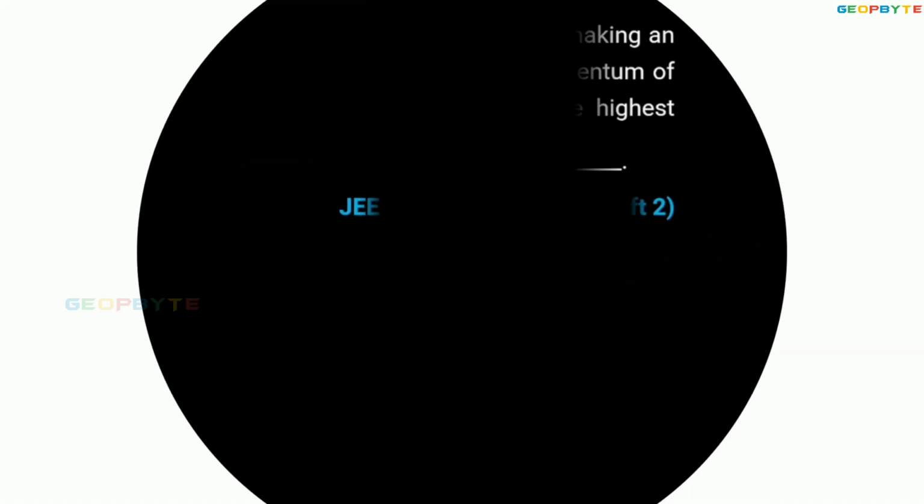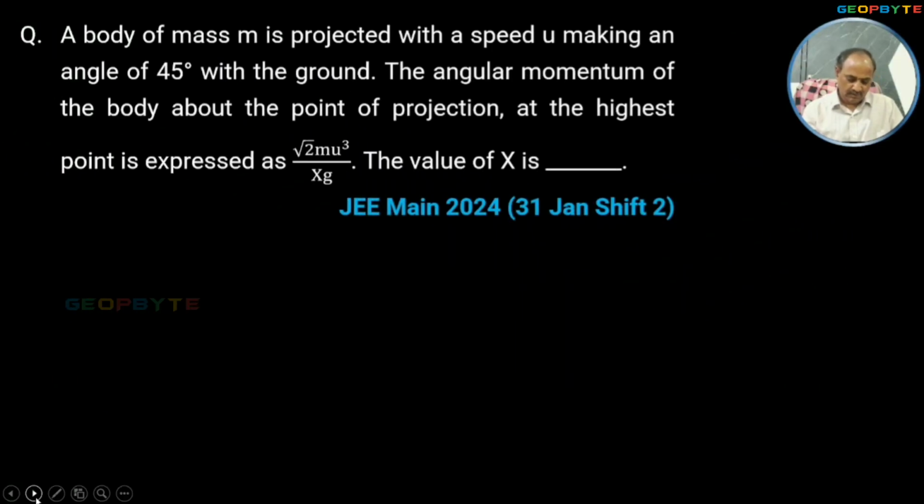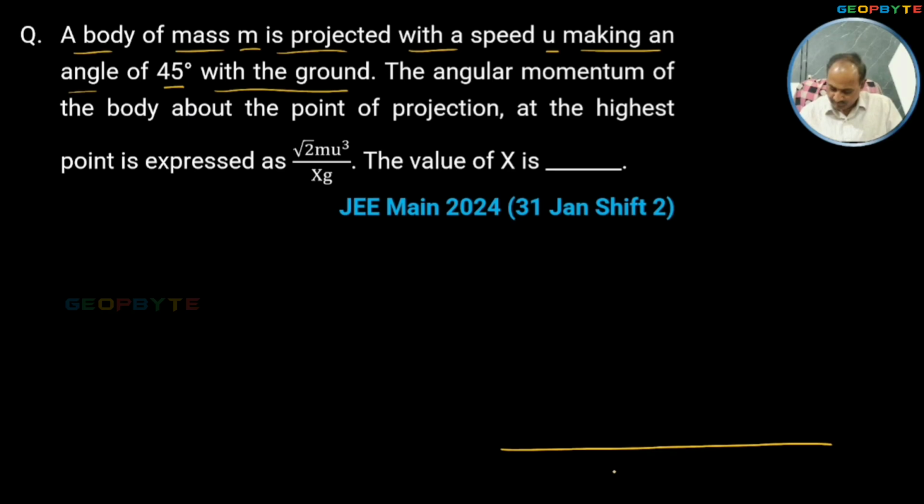Geobyte. Let's take another important problem. Try to read it clearly. It is asking like this. A body of mass m is projected with a speed u, making an angle 45 degrees with the ground. It is like this. This is the ground.